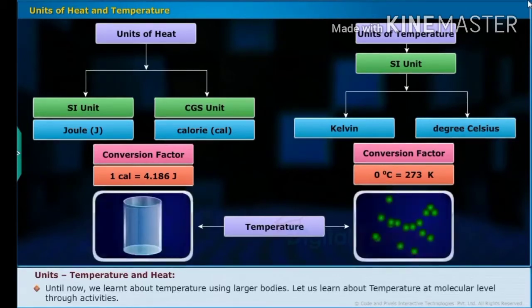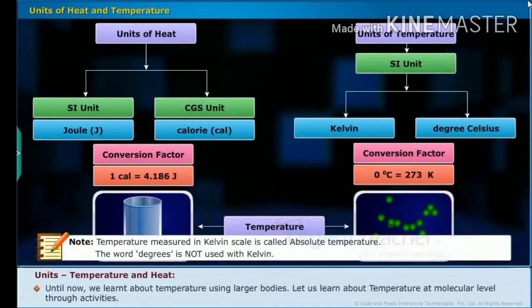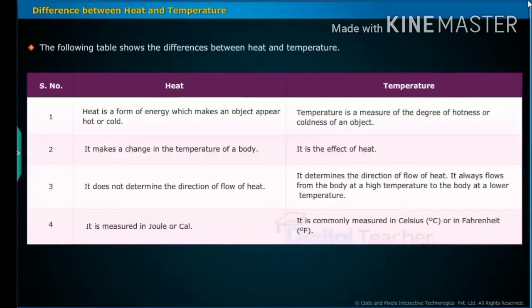Until now, we learned about temperature using larger bodies. Let us learn about temperature at the molecular level through activities. The following table shows the differences between heat and temperature.